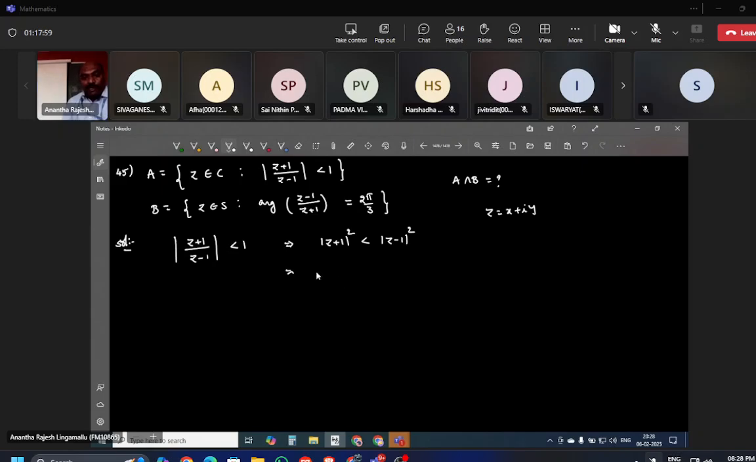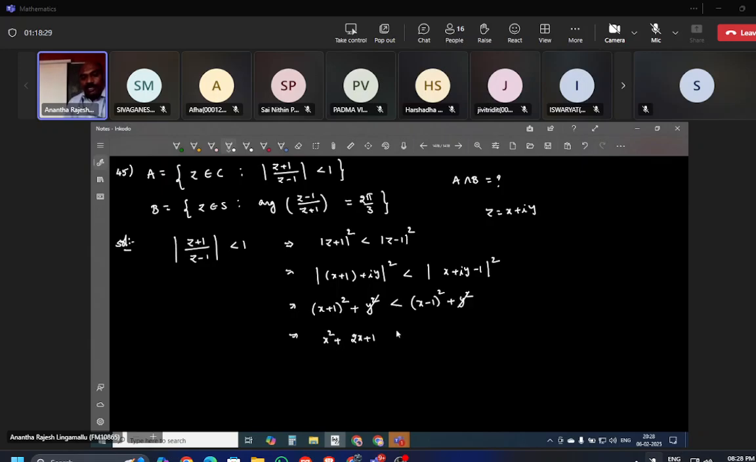So keep here: mod square of x plus 1 plus iy is less than mod square of x plus iy minus 1. Answer please. x plus 1 whole square plus y square is less than x minus 1 whole square plus y square. So y square cancelled. Once again expand this: x square plus 2x plus 1 is less than x square minus 2x plus 1. So x square plus 1 gone. So 4x is less than 0, which means x is negative.